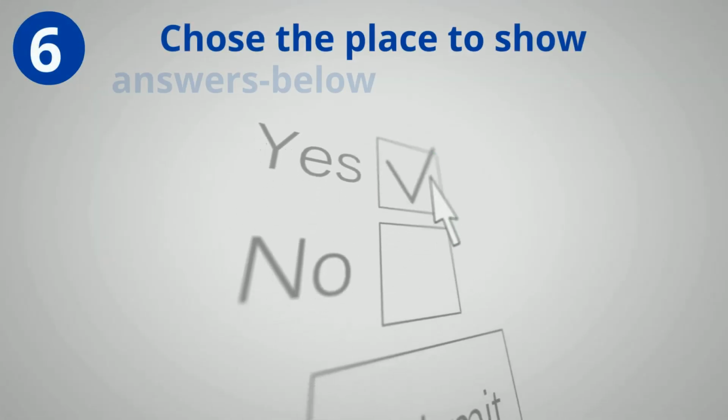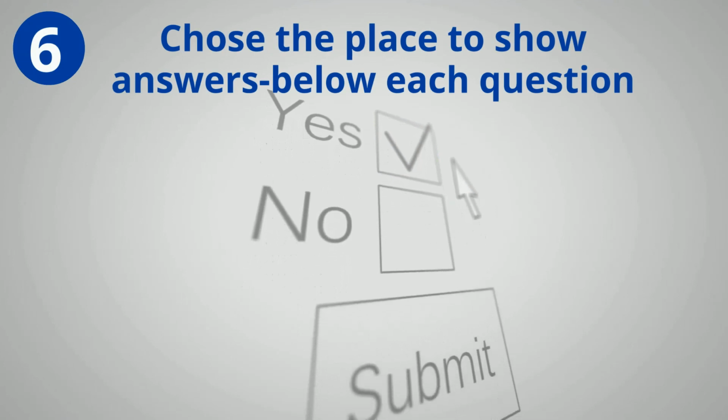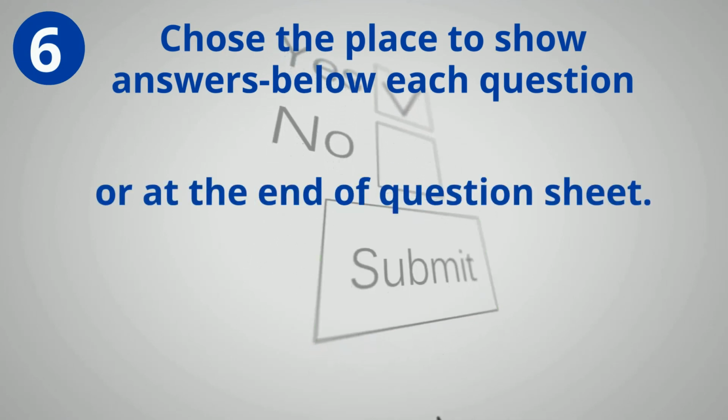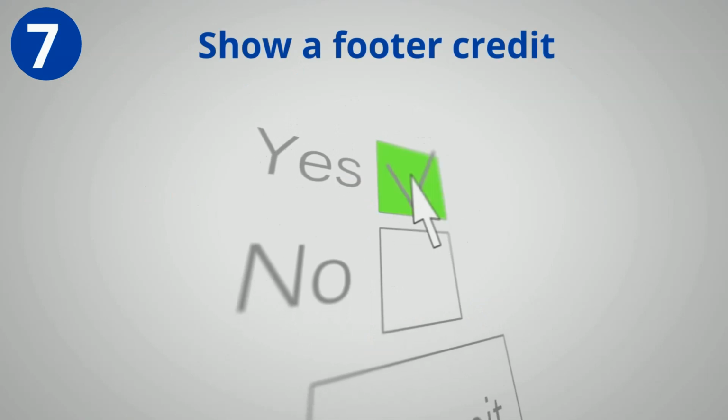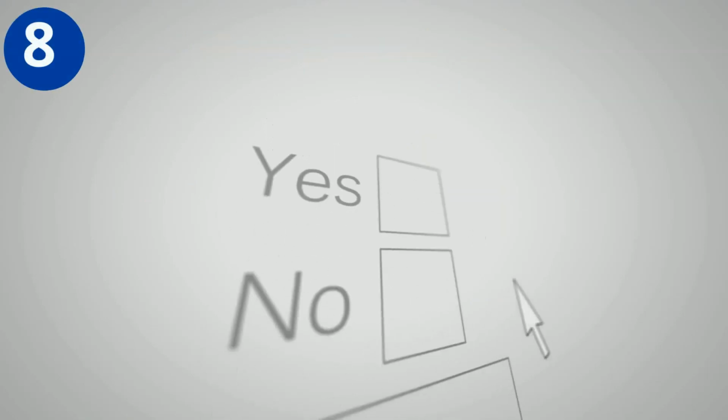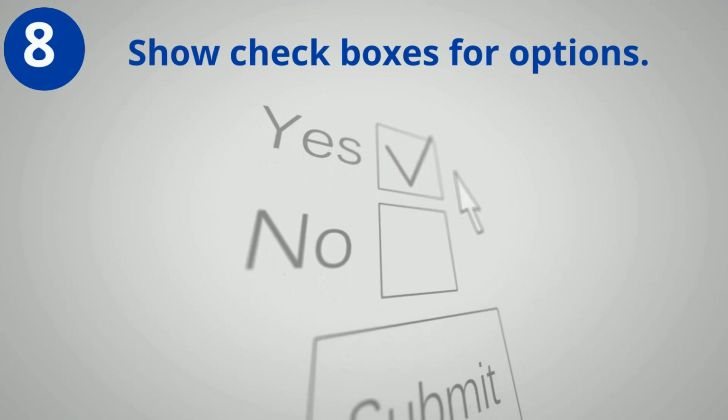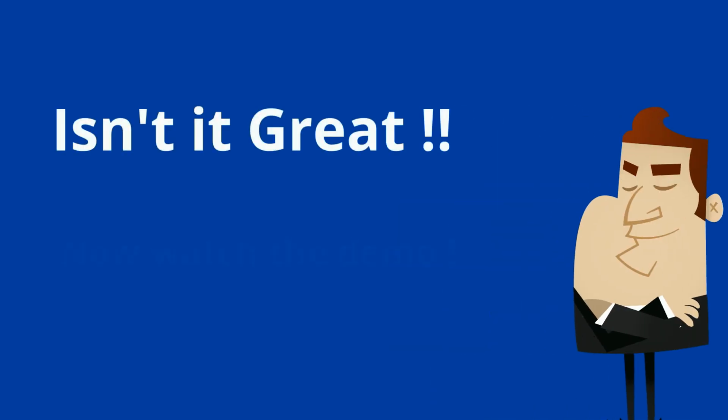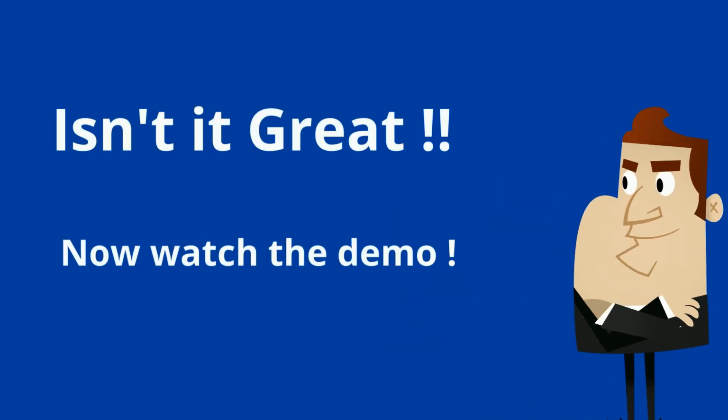Option 6, choose the place to show answers: below each question, or at the end of question sheet. Option 7, show a footer credit. Lastly, show check boxes for options. Isn't it great? Now watch the demo.